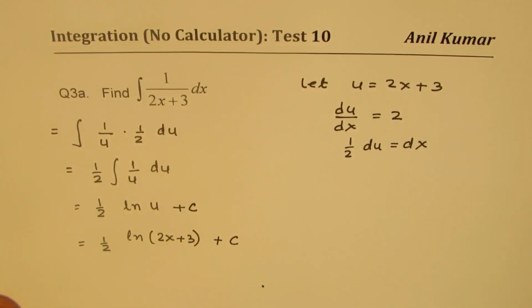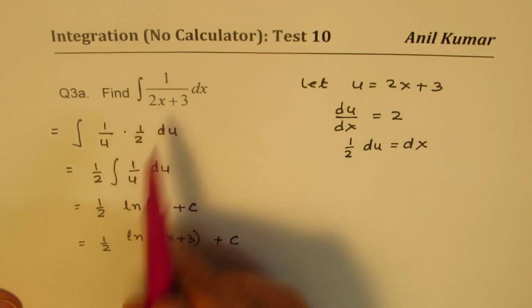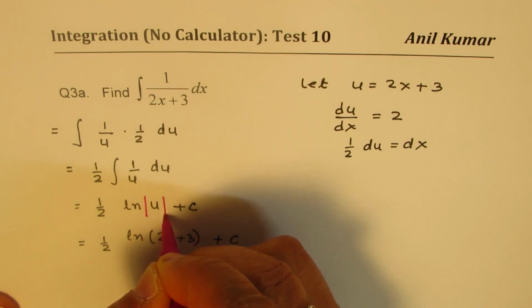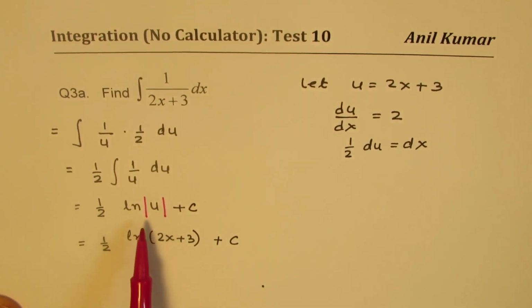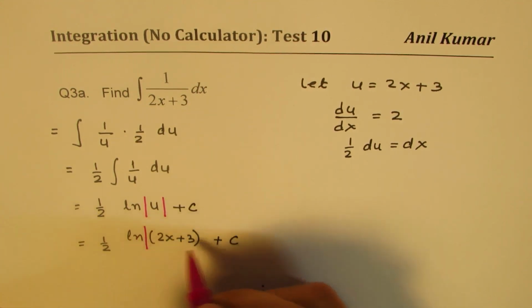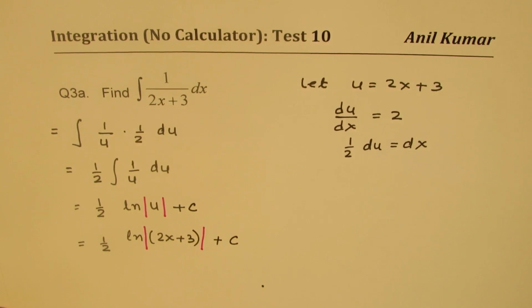Is that clear? So that is how you should be doing. But remember one thing, that when you write ln u, you have to take the positive value. Since 2x plus 3 could be negative also, and ln is not defined for less than 0 or even equal to 0, so we have to take its positive value, so that is very important to write. So that is not to be missed, correct? So the actual answer should be half of ln of the absolute value of 2x plus 3, right? So that's kind of important to understand.